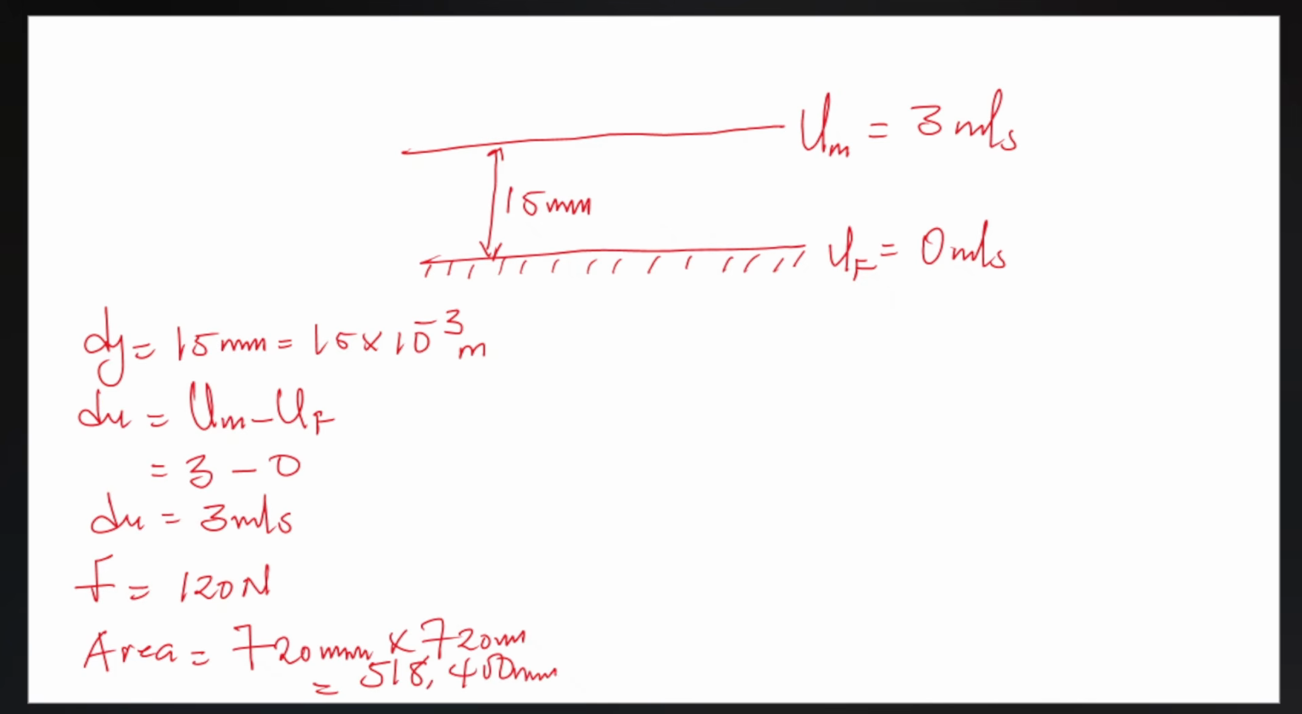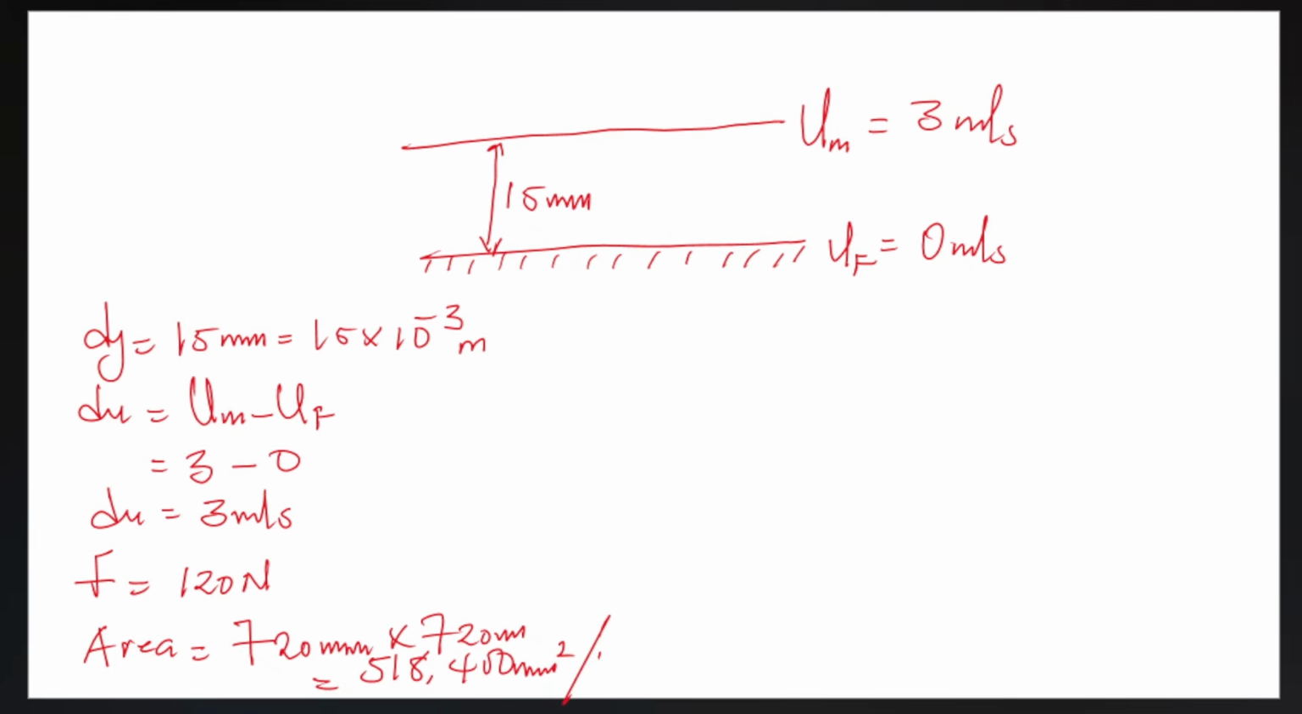400 millimeter square. This is your area. Now remember, this area is in millimeter square. All values will be using SI units. Convert millimeter square to meter. If you want to convert millimeter square to meter, we'll divide by 1000. If you divide this by 1000, we'll simply arrive at 518.4 meter square. Are we together?